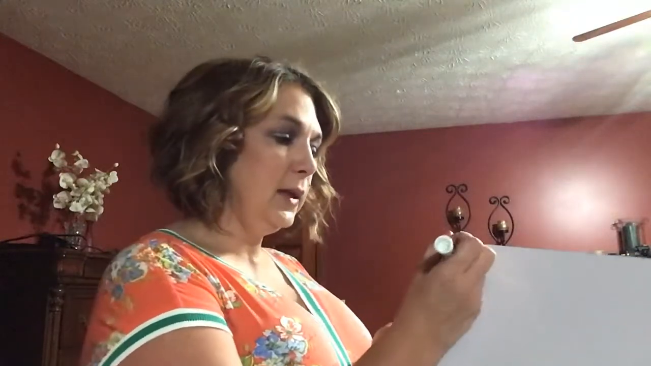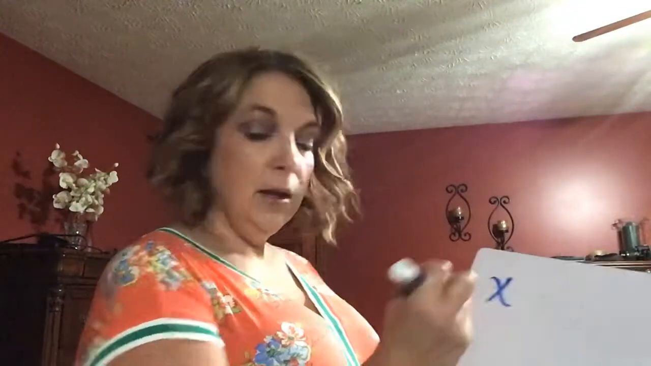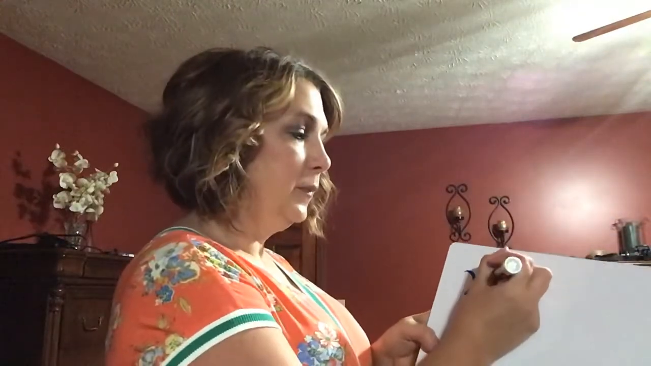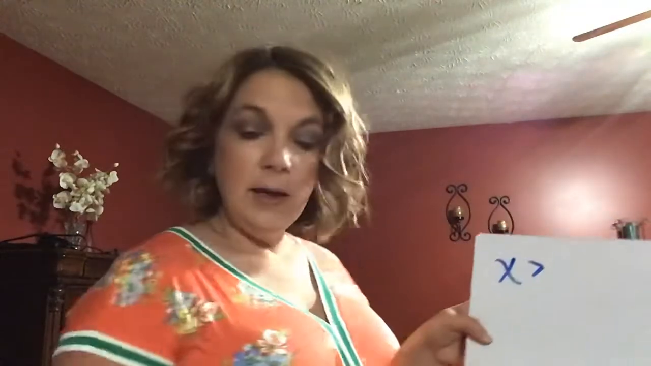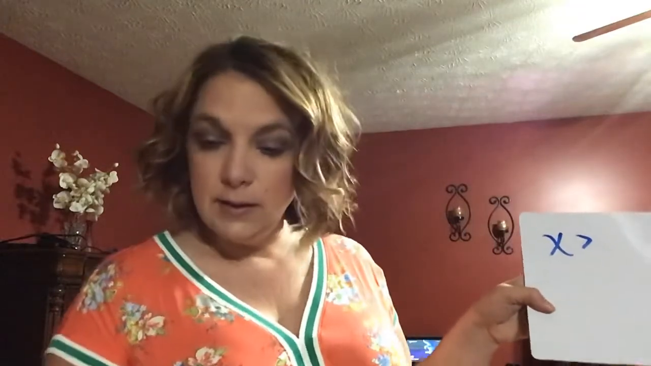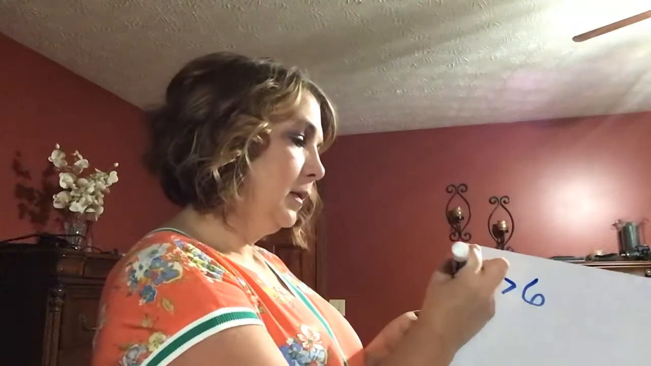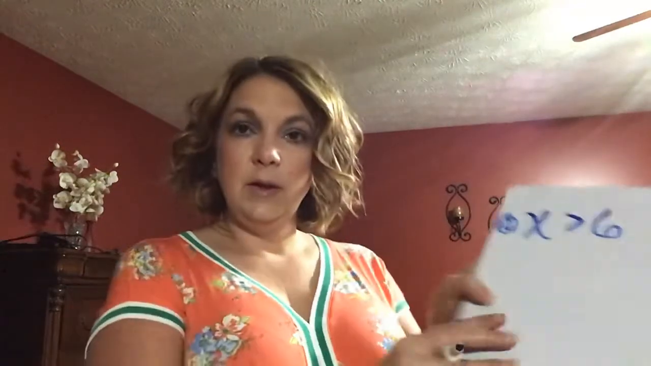It just wants us to write down what the inequality would be. So we always start out with x first. And since it's going to the right, it's greater than. So x is greater than, and since it's an open circle, there's no line. And it's on the 6. And that's all you have to do.